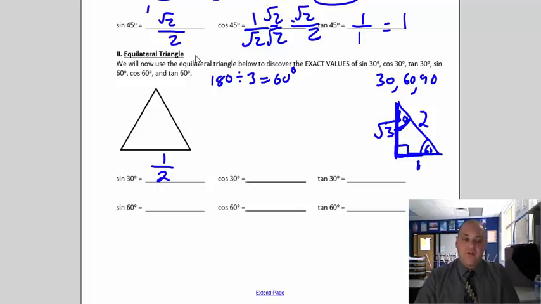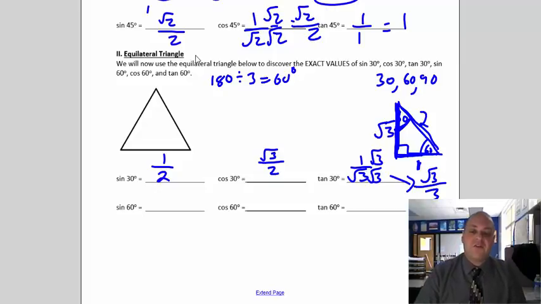How about the cosine of 30? Adjacent over hypotenuse. Radical 3 over 2. And how about the tangent of 30? Opposite over adjacent. 1 over radical 3. And then I got to multiply by radical 3 because I can't leave the 1 over radical 3. And I get radical 3 over 3. So now we've come up with the sine of 30, the cosine of 30, and the tangent of 30.